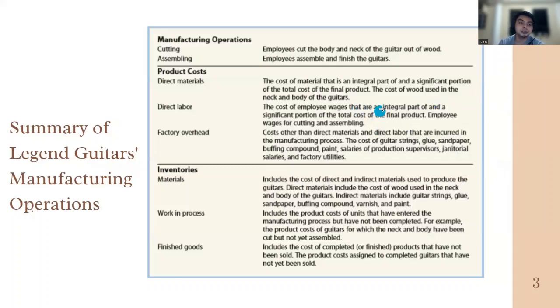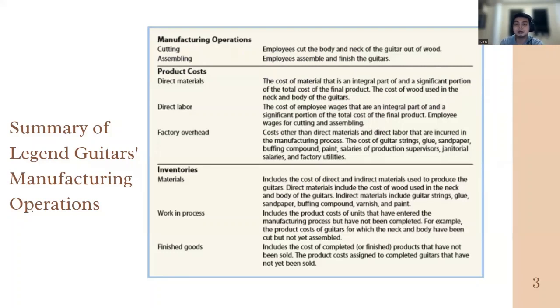So this figure shows the summary of the Legend Guitars manufacturing operations. We need to be familiar with these details because they will come out in the later part of our lessons. The manufacturing operations are cutting and assembling. And for the product cost, we have the direct materials.